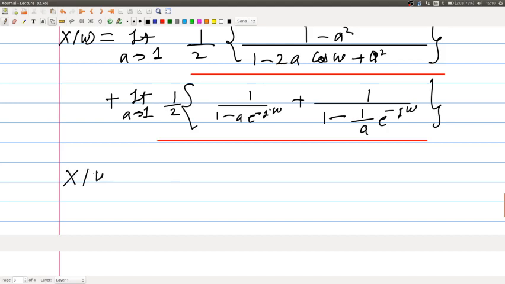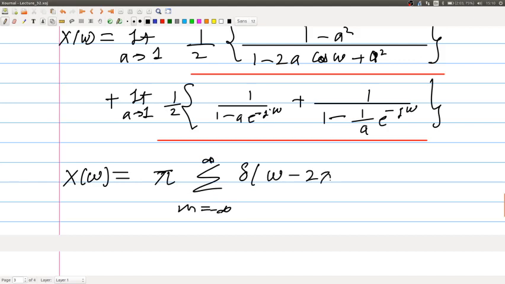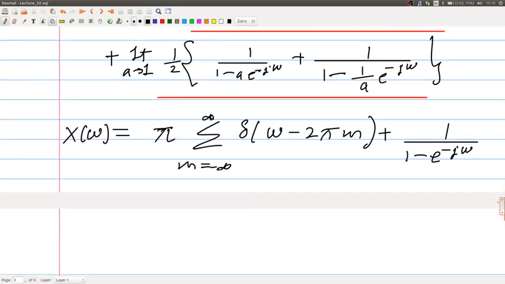So you will get X of omega as pi, because earlier there was a 2 pi, so the 2 pi cancels out with this 1 by 2, and this you have summation over m delta of omega minus 2 pi m plus 1 upon 1 minus e to the power minus j omega.